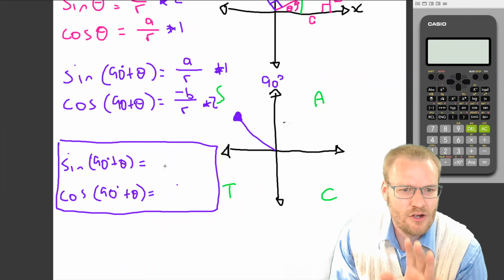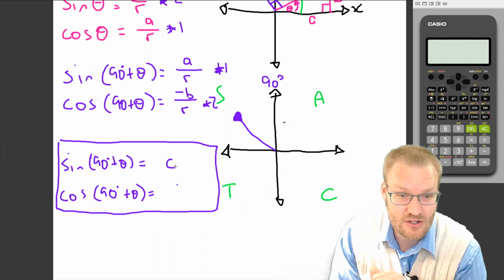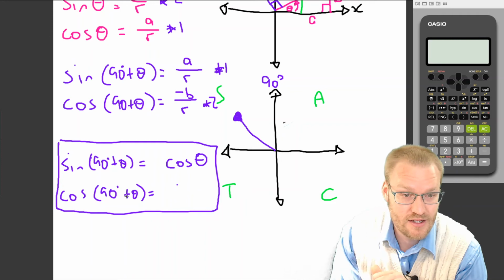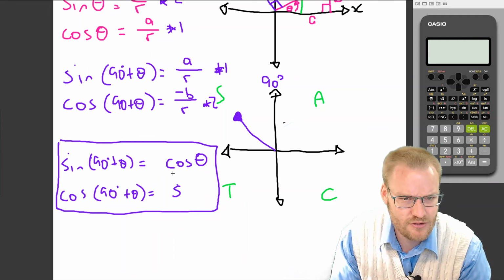We are going to remember that whenever we're dealing with a 90, sine's going to change to cos, and cos is going to change to sine. So sine is going to change to cos theta, and cos theta is going to change to sine of theta. So let's focus on the first one.